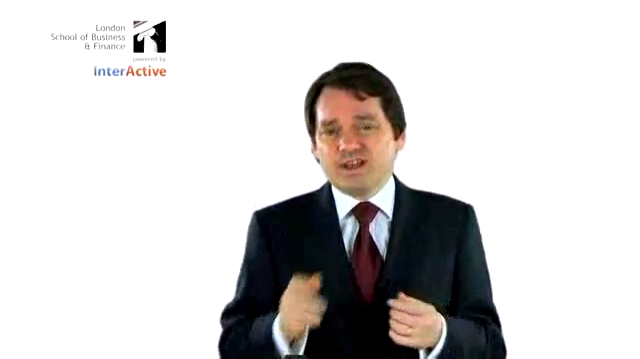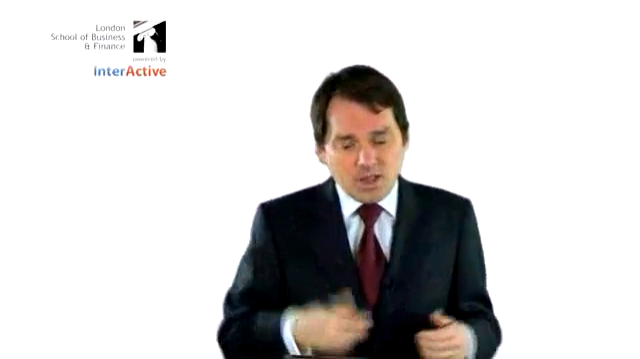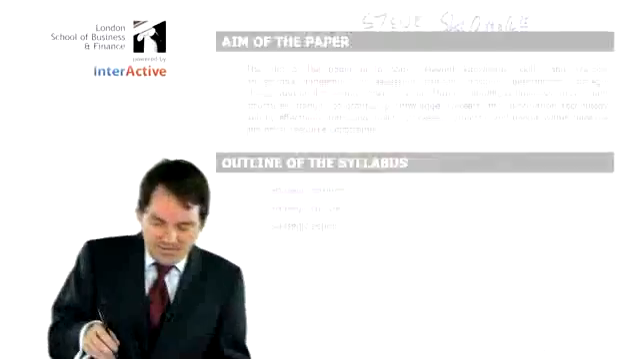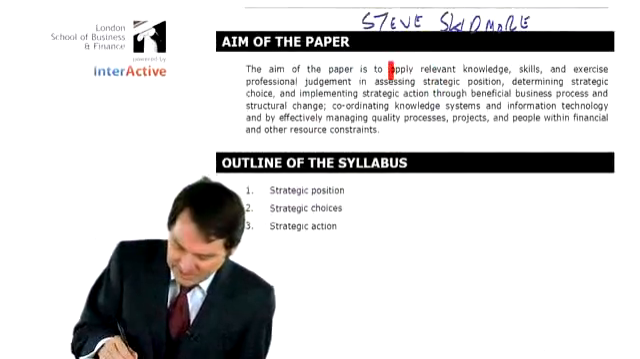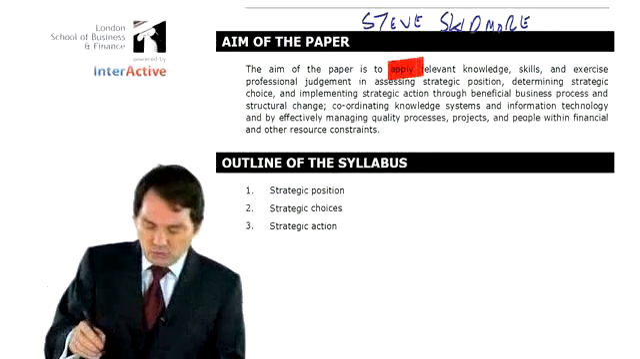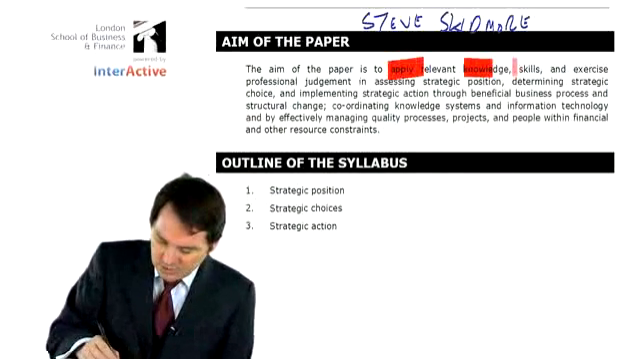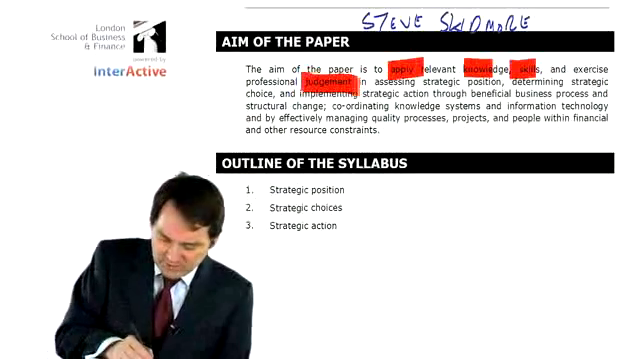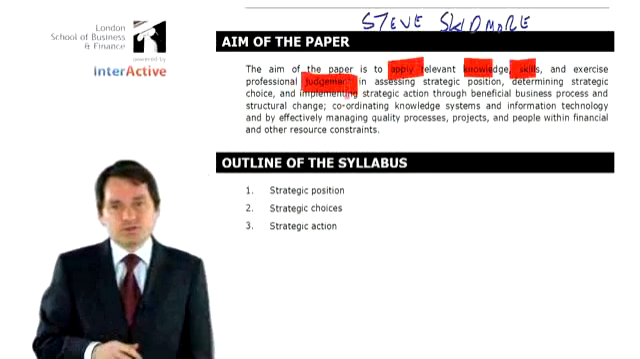If you are running a company, you need to know about P3, because that's the kind of stuff that you'll be looking at on a day-to-day basis running the organisation. So, the ACCA is very particular with what they say the aim of the paper is. In other words, why you are doing it. The aim of the paper is to apply your knowledge, your skills, and you have to exercise some judgment.